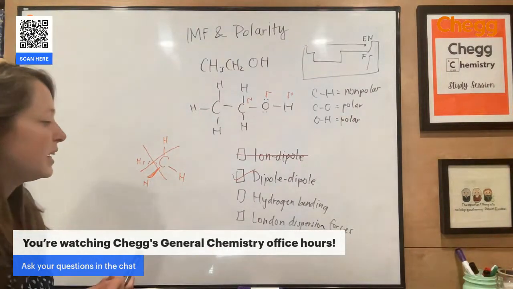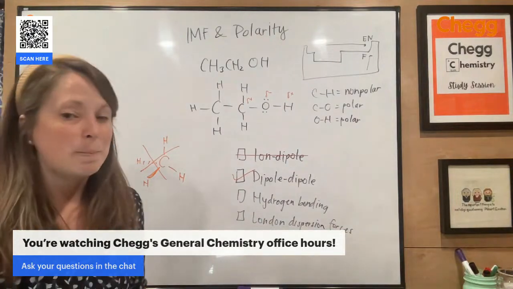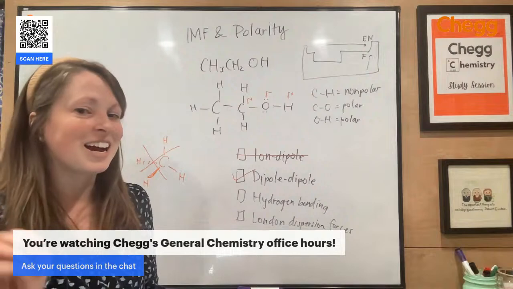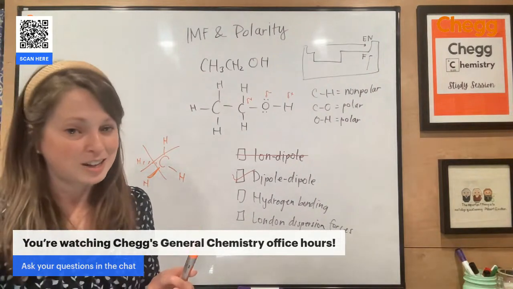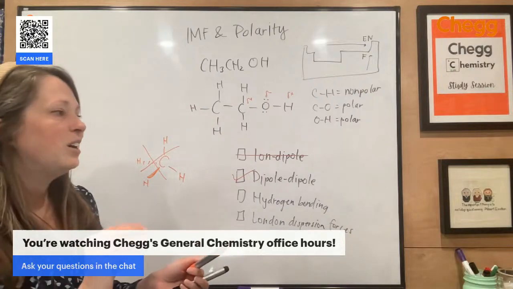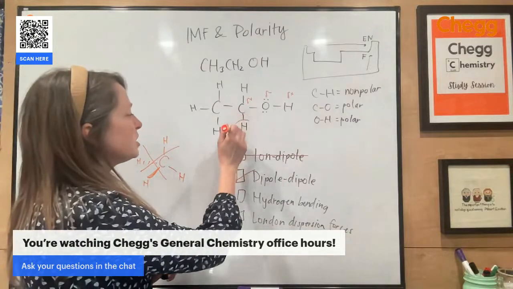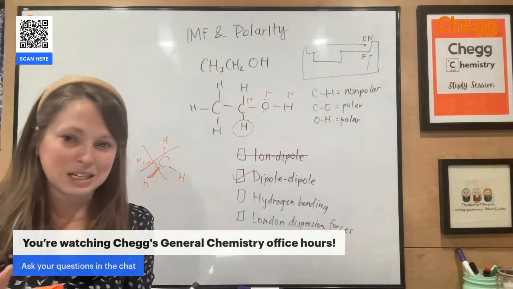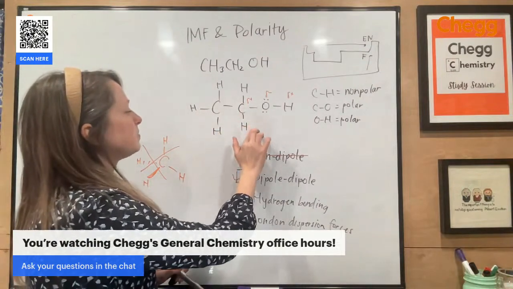Hydrogen bonding, again, is not a bond. It's just an interaction between a partially positively charged hydrogen and a very electronegative atom, which can be either oxygen, nitrogen, or fluorine. So again, let me repeat that. Hydrogen has to be in a polar bond. These hydrogen atoms are not going to experience hydrogen bonding because they are bonded to carbon.